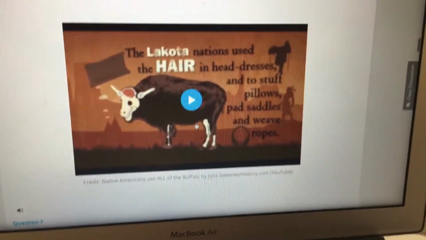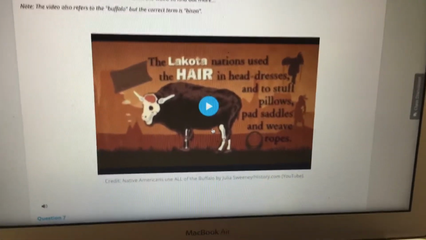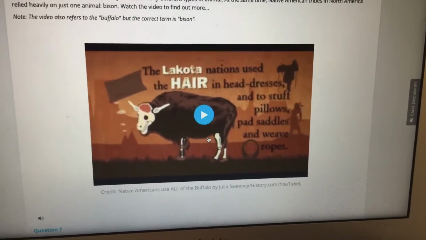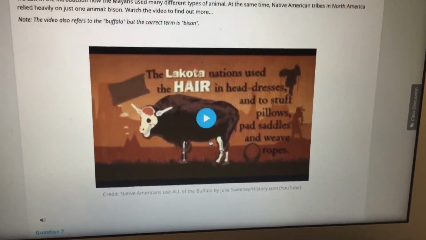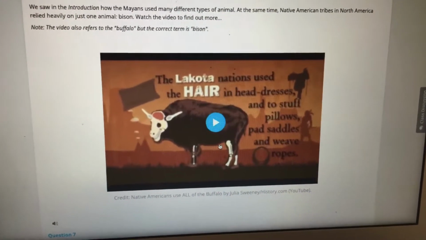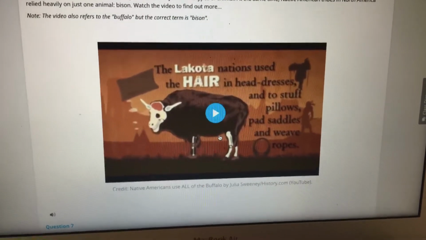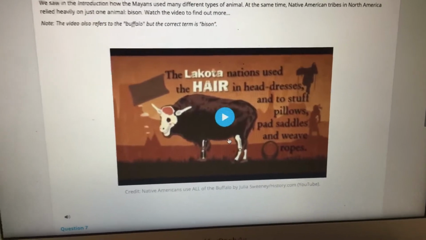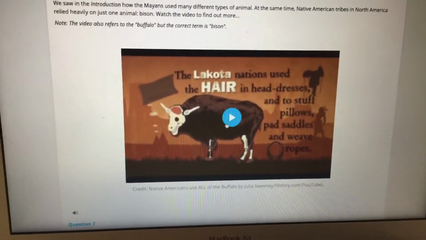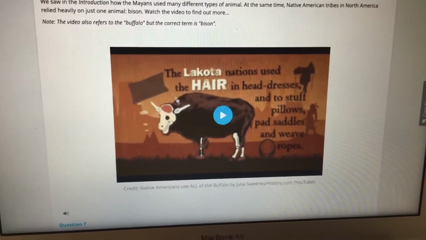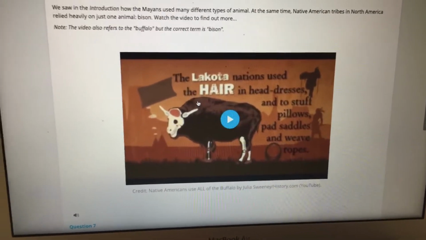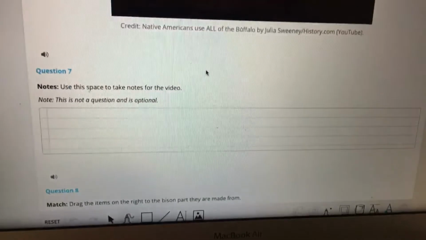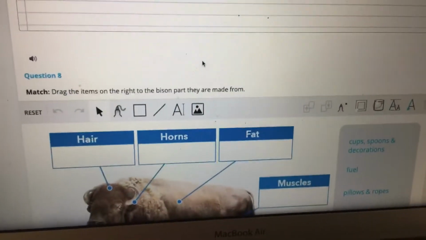When you're watching that video, have a think about the Indigenous week that we had a few weeks ago, when the Tasmanian Aboriginal people told us about how they used wallabies and how they used every part of it. It's very similar in this story about Native Americans with their hunting of bison and how they used every part of it. Question 7 is more of a space to write notes.